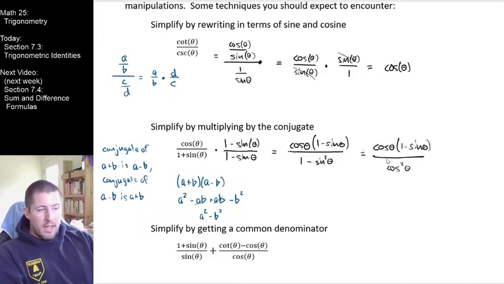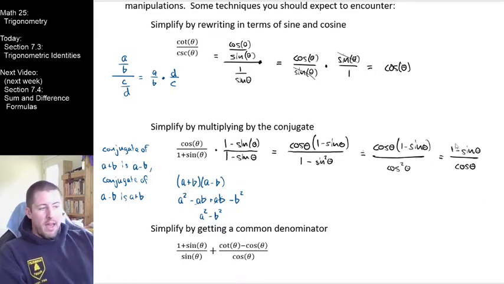And now it looks like I can cancel a cosine from top and bottom. Right? We might even want to go so far then. So I think that I'm good with this being a simplification.